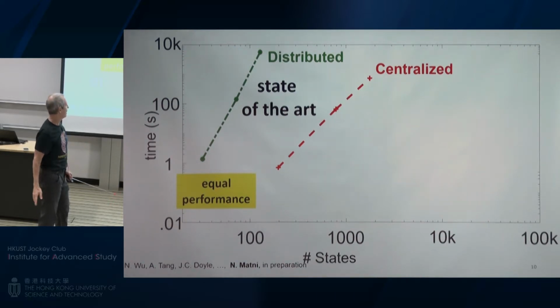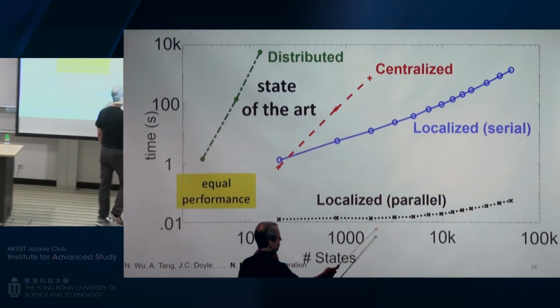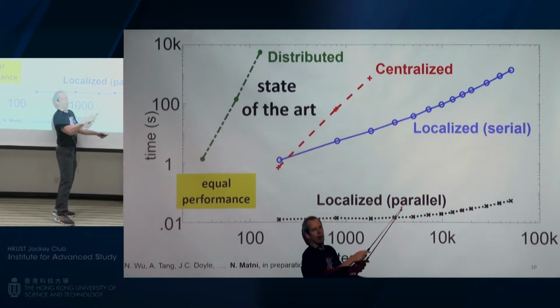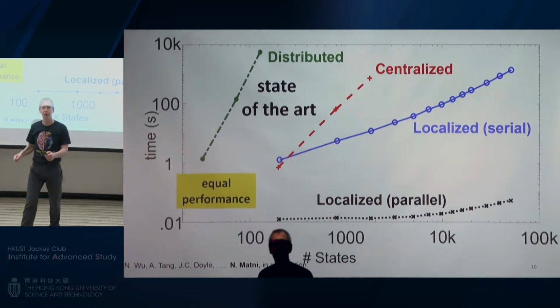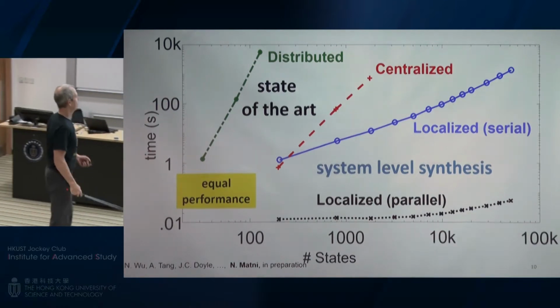Just completely intractable. Well, here's what we can do, what we want to get to. Order 1 scalability with no loss in performance. This is the punchline. This is the coolest thing I've ever worked on. The fact that we can do this. So I want to try to sketch out what's involved there. We call it system level synthesis.